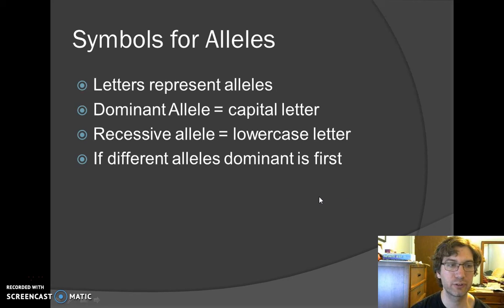Symbols for alleles are pretty simple. I've already talked about them, but just get them in your notes. Letters represent alleles. Dominant allele is always the capital letter. Recessive allele is always the lowercase letter. If you have a combination of them, the dominant letter always gets written first.